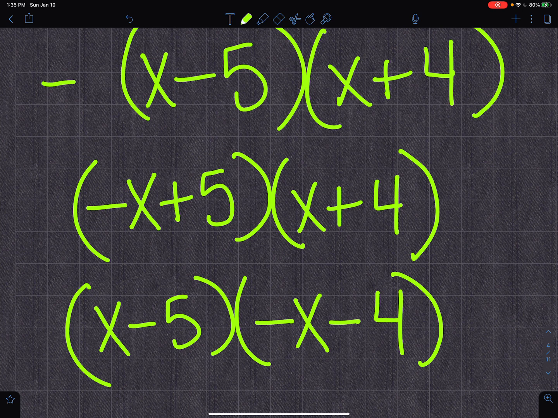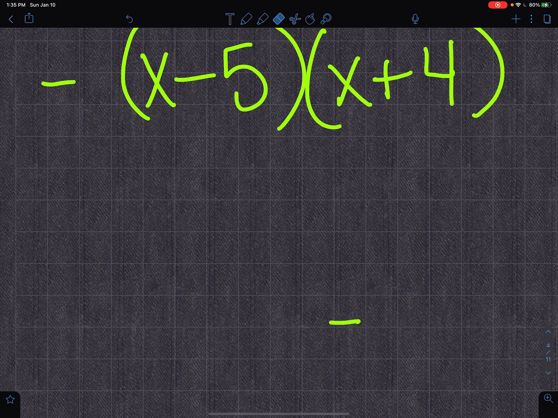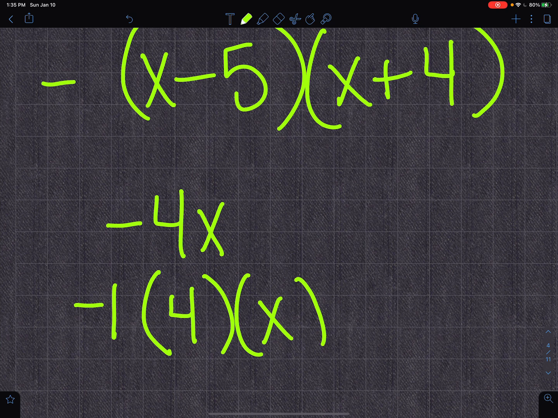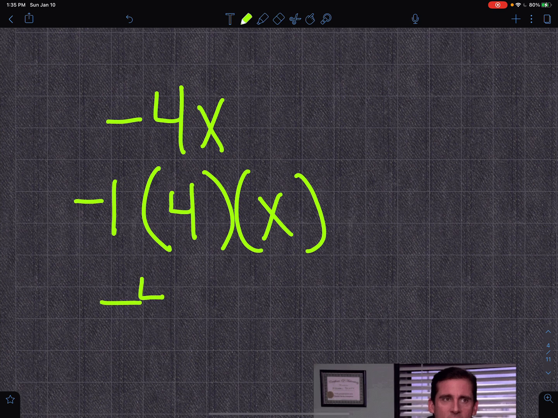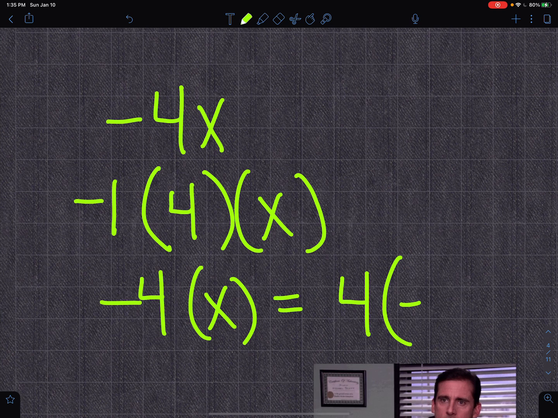Why does that make sense? Because think about it in simpler terms. What if I have a negative 4x? That's the same as having this, negative 1 times 4 times x. It's the same as having a negative 4 times x, or you could have a 4 times a negative x. It doesn't matter. But if there's a negative out front like this, like a negative 1, you can multiply one of these by that negative by changing the sign of one of them. But you don't want to do it to both because that would be having like a double negative out front.